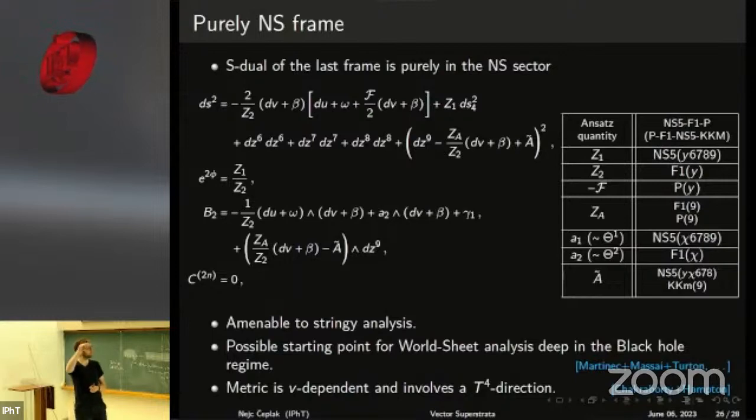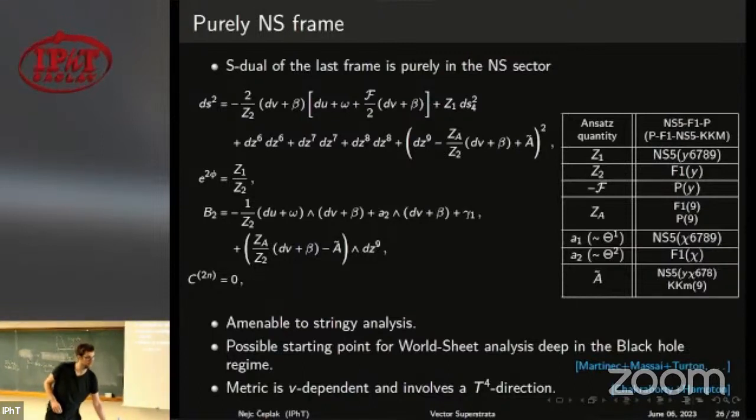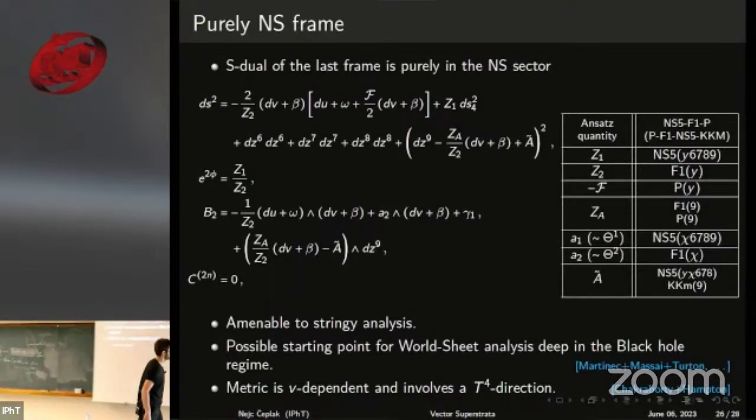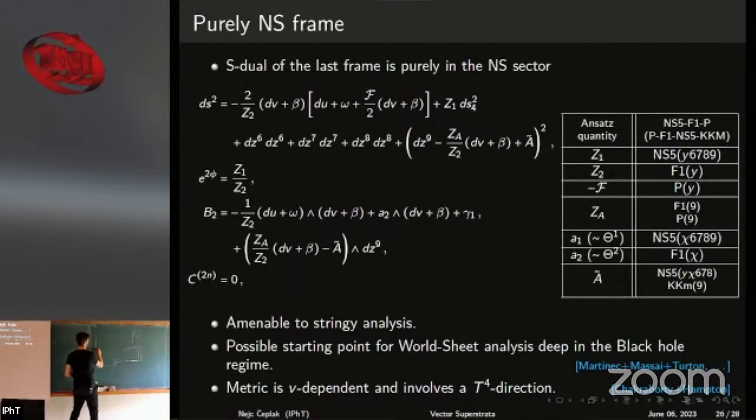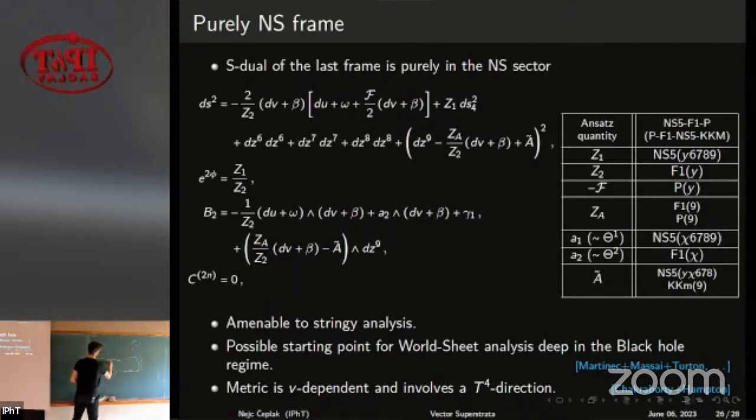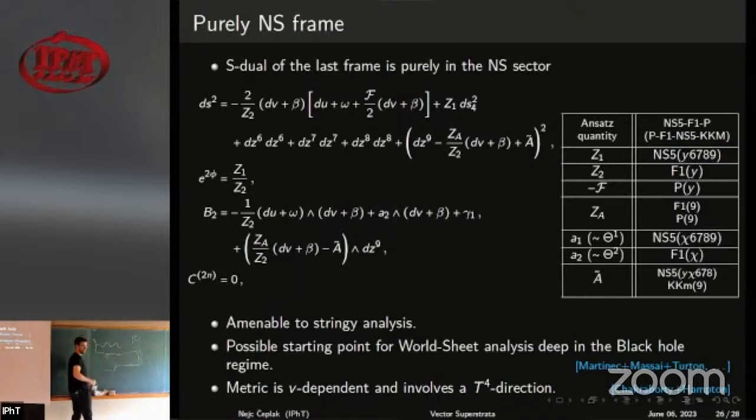The ZA, the F1. F1 wraps Y. It doesn't wrap 9, but it has polarization in the 9th direction. So you have the Y circle, right? And you have the 9th, and you have something like this. So the F1 along Y is the global F1 charge, and along 9 is the dipole charge.